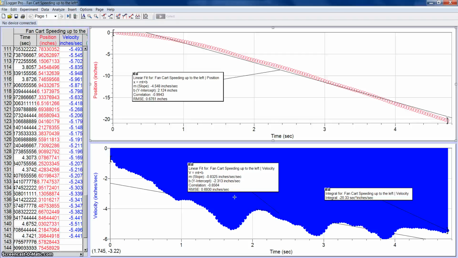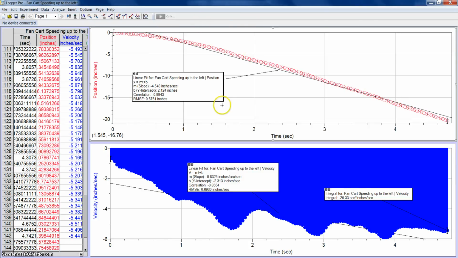Alright, so this is the explanation for our results with the fan cart speeding up in a negative direction, or to the left. What we expected for a fan cart speeding up in a negative direction, for a position-time graph, is a negative-opening, downwards-opening parabola, which we did achieve, although ever so slightly. It still is a downwards-opening parabola.